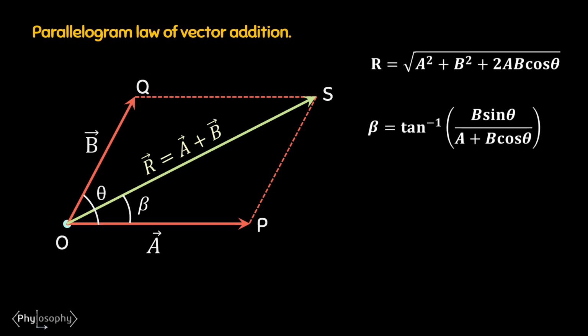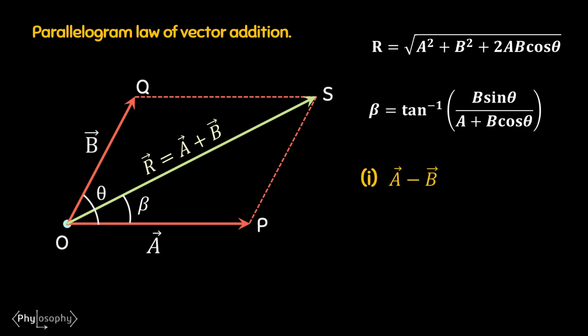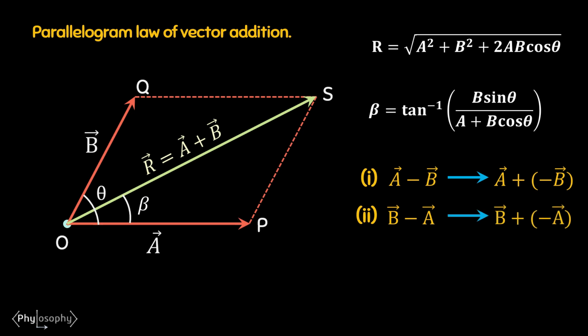Now we will learn how to subtract one vector from another. That is, we want to find the magnitude and direction of the vectors a minus b and b minus a. Basically, subtraction of two vectors means adding one vector with the opposite vector of another. So we can write a minus b as a plus (minus b) and b minus a as b plus (minus a). Here minus b and minus a are the opposite vectors of the vectors b and a.